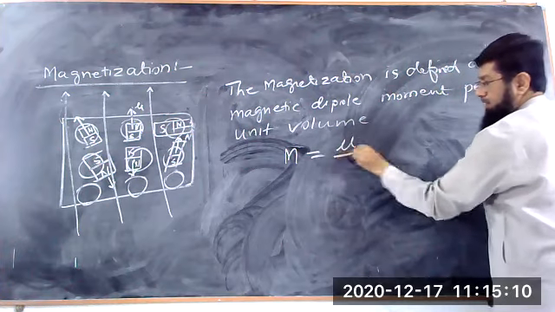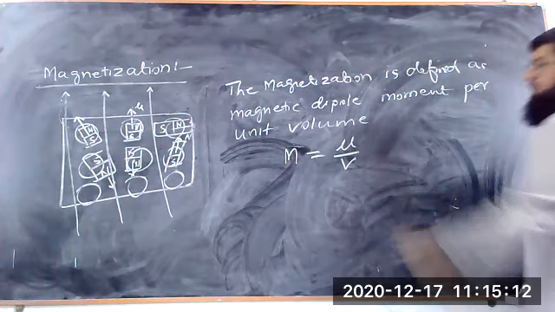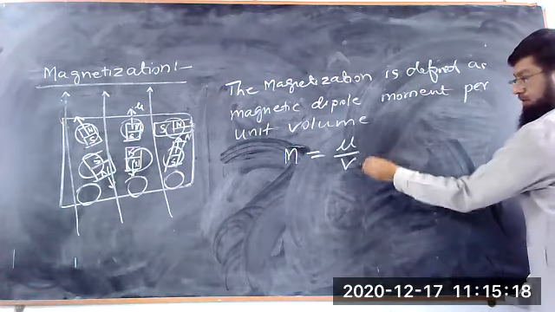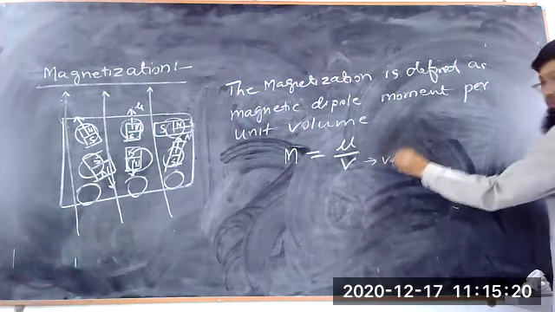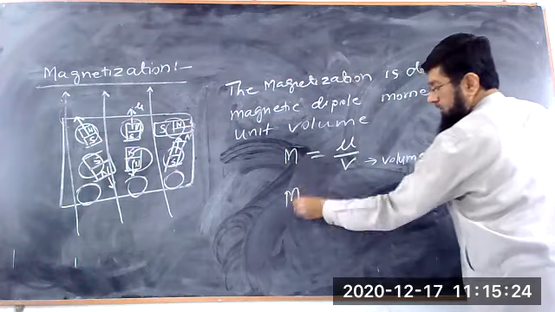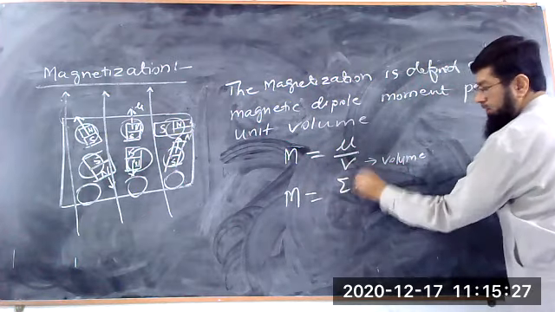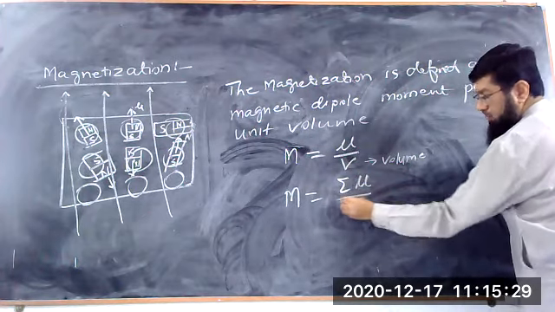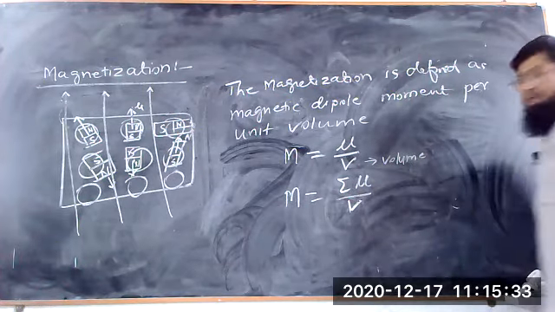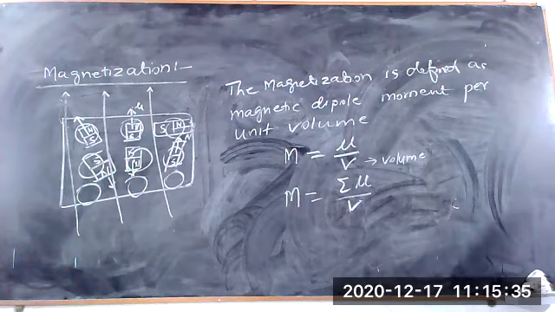So magnetization is the magnetic dipole moment per unit volume, which is equal to mu upon V. This V is not a velocity, this V is the volume. Or magnetization M is the sum of all the magnetic dipole moments per unit volume. This summation over mu is the sum of all the magnetic dipole moments per unit volume.